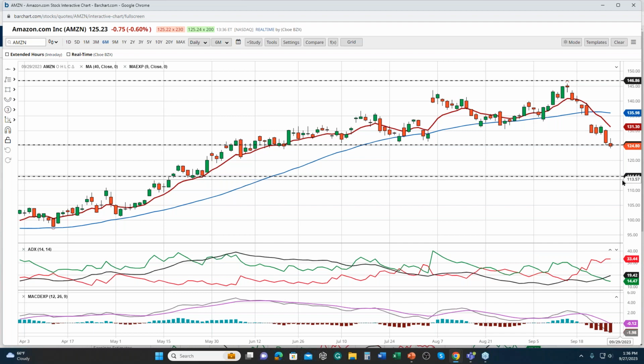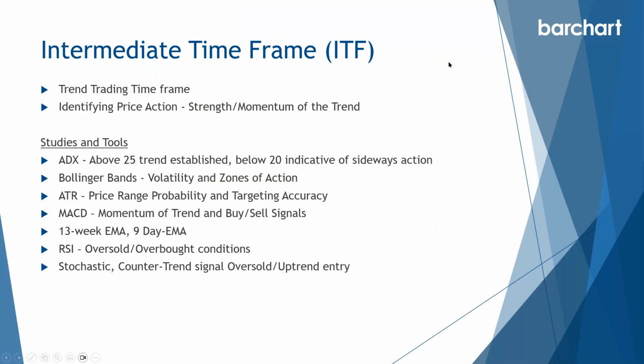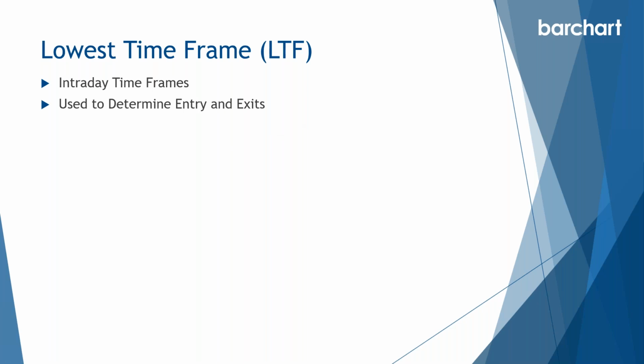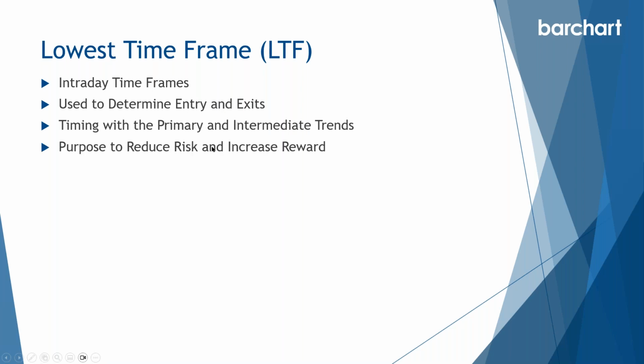Now, if that risk is too much for us, well, then what can we do? Well, we can go to a lower time frame, right? And the lower time frames are going to be our intraday time frames, regardless of the style of trader that I am. And we're going to use this to help determine our entries and exits. And remember, we want to take trades that are with our primary and intermediate trends. Again, we've already discovered that we're looking at a downtrending market.